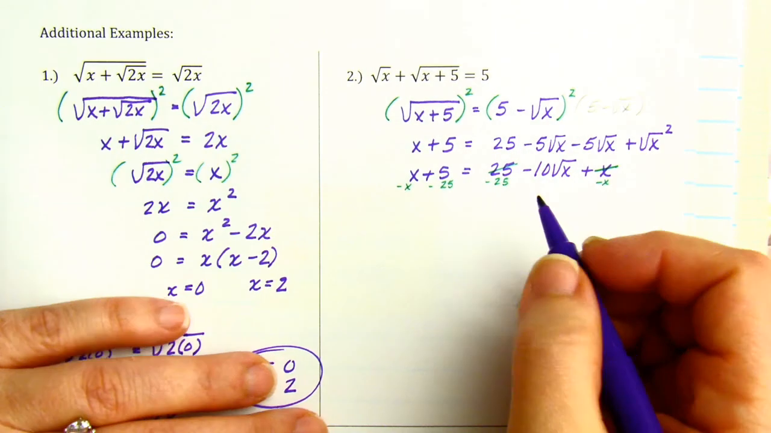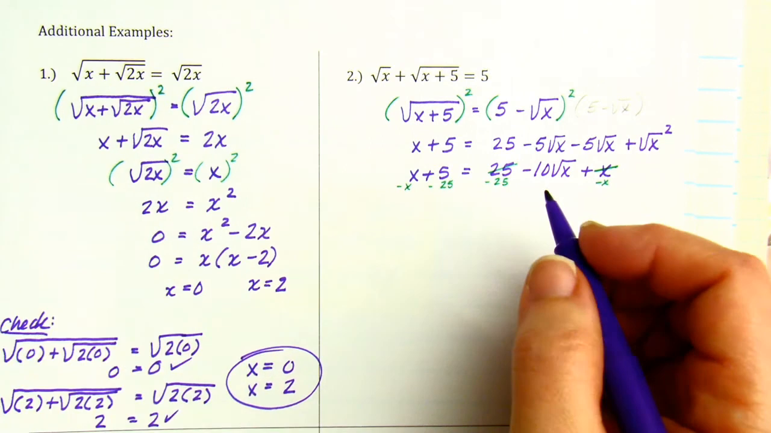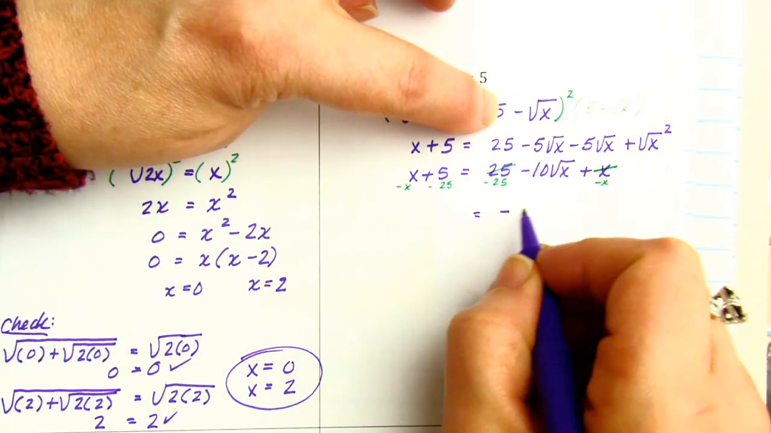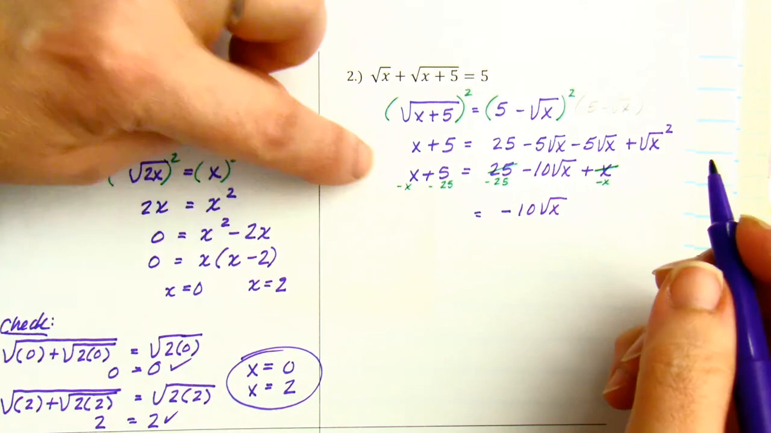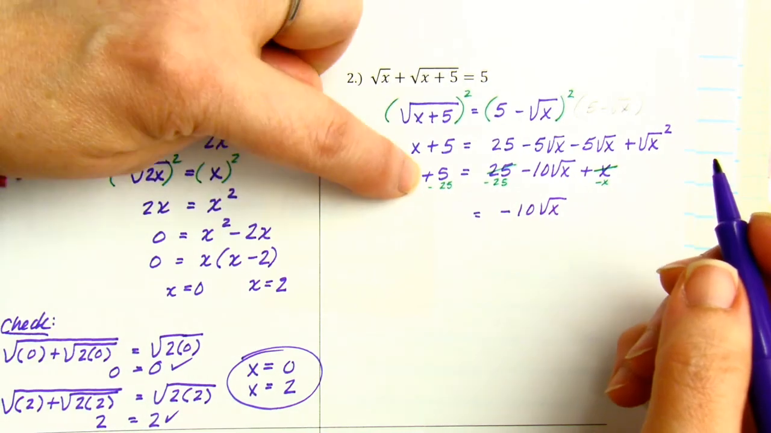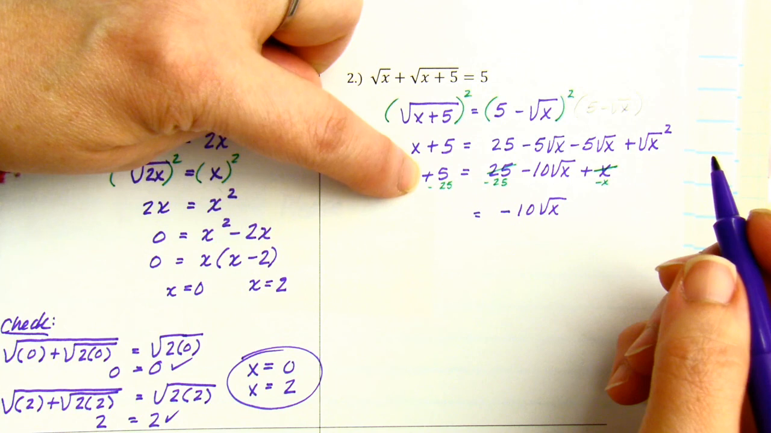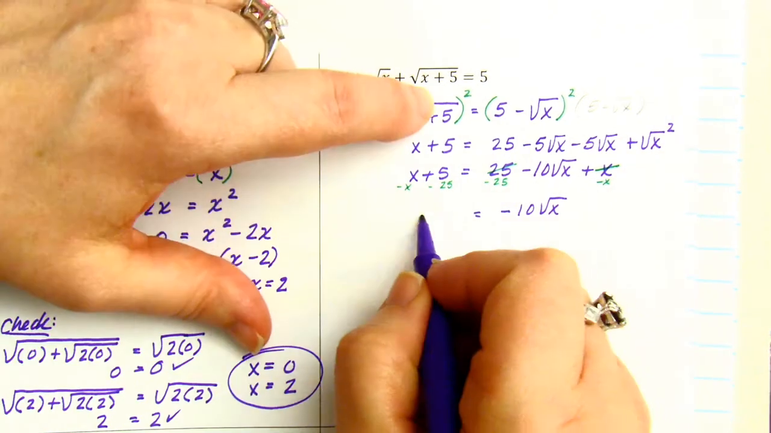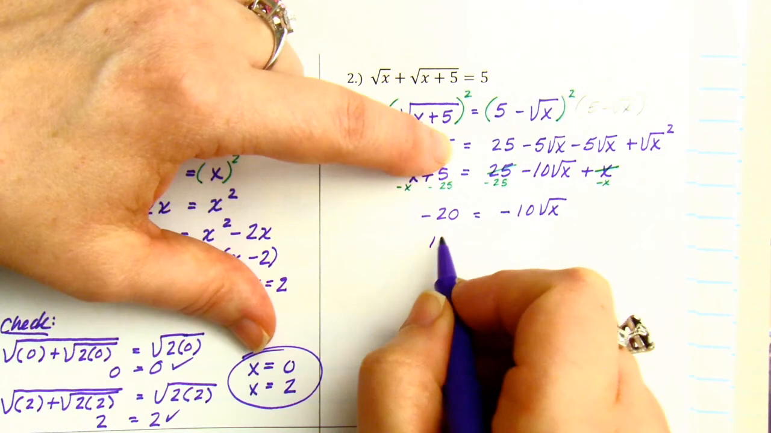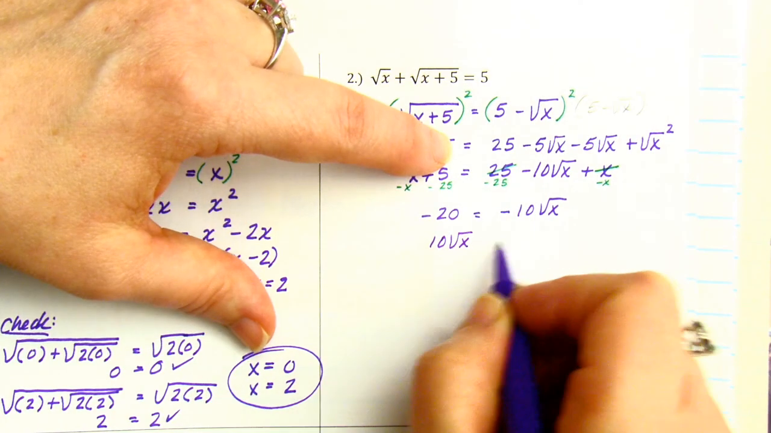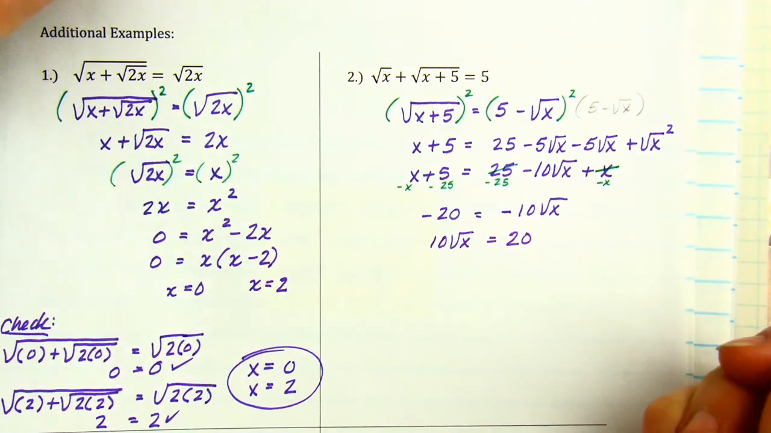What's left on the right side? Negative 10 times the square root of x. What's on the left side? Well, that's going to go away. 5 subtract 25 is negative 20. I can switch sides to make them positive. I didn't have to do that.